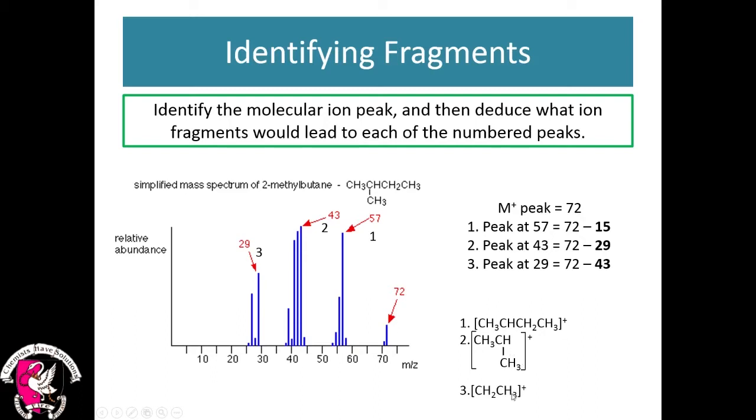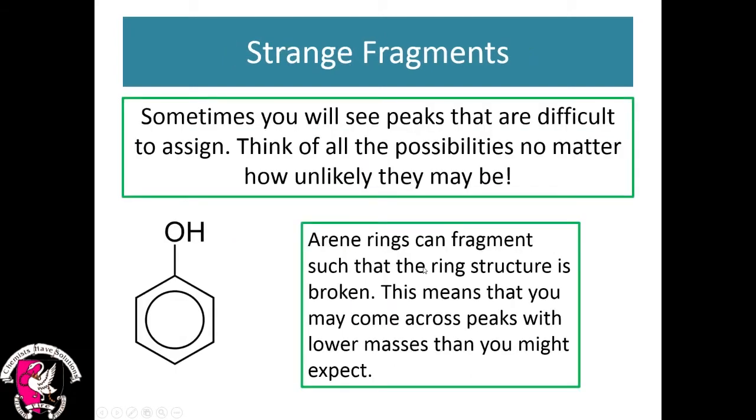That's a good way to do it, just to work out what's been lost. So take the peak number away from the M+ peak value, and then work out what's been lost, and then you can go from there. That's basically what it is. It's just assigning the different peaks to the likely parts of a molecule, the likely fragments of that.